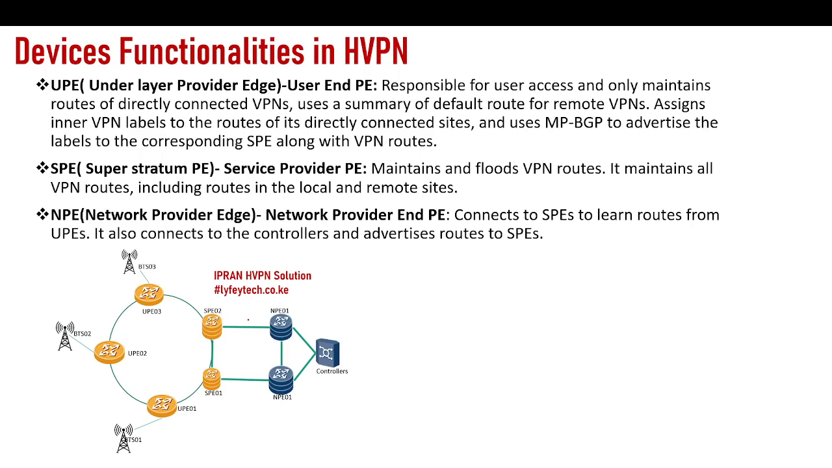So it only maintains the routes of the directly connected VPN, and we can have a summary or a default route for remote VPNs. So the UPE will assign inner VPN labels to the routes of its directly connected sites and uses MPBGP to advertise the labels to the corresponding SPE along with VPN routes. So this one will add an inner label and advertise the directly connected routes to the SPE.